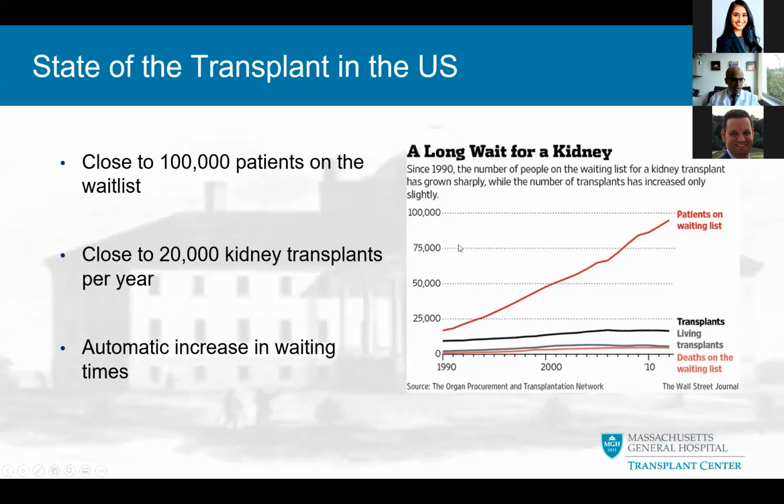So as Dr. Elias mentioned, the state of the transplant in the United States, close to 100,000 patients are on the wait list. This is from a nice piece in the Wall Street Journal from 2014. It's still valid in 2021, unfortunately. Only close to 20,000 kidney transplants happen per year. So automatically, you'll have increase in waiting times.